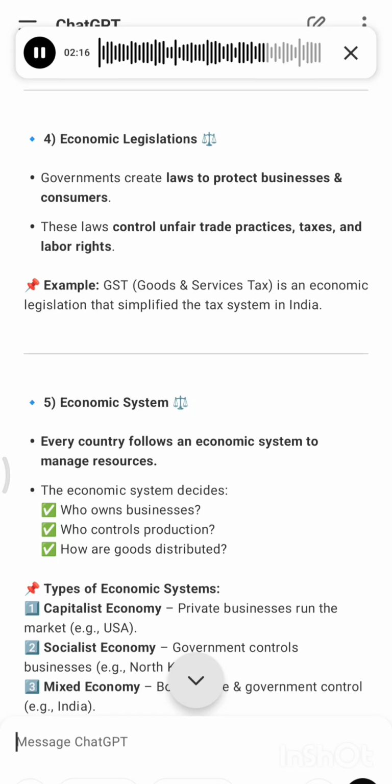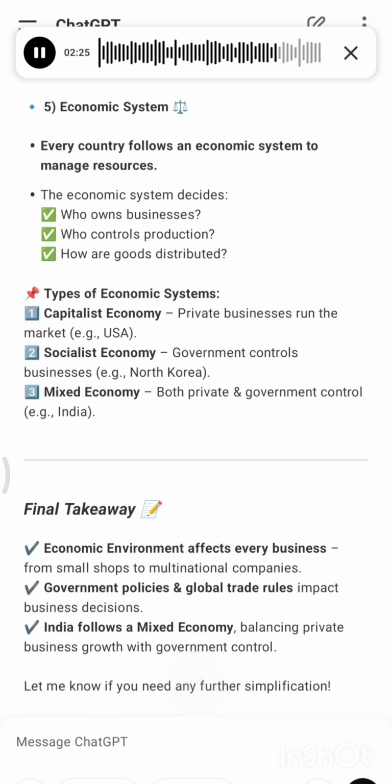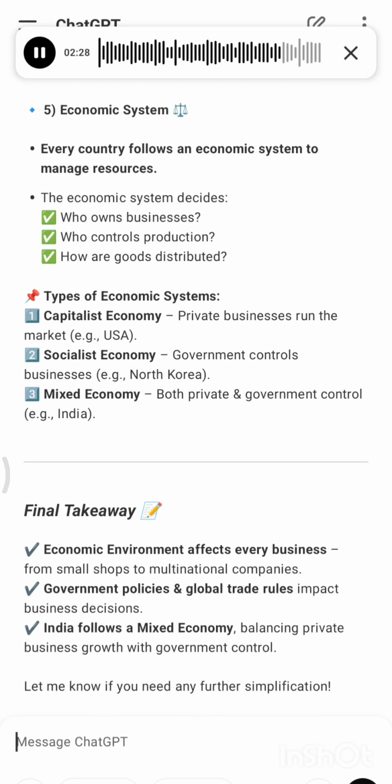5. Economic system. Every country follows an economic system to manage resources. The economic system decides who owns businesses, who controls production, how goods are distributed. Types of economic systems. 1. Capitalist economy. Private businesses run the market, e.g., USA. 2. Socialist economy. Government controls businesses, e.g., North Korea. 3. Mixed economy. Both private and government control.